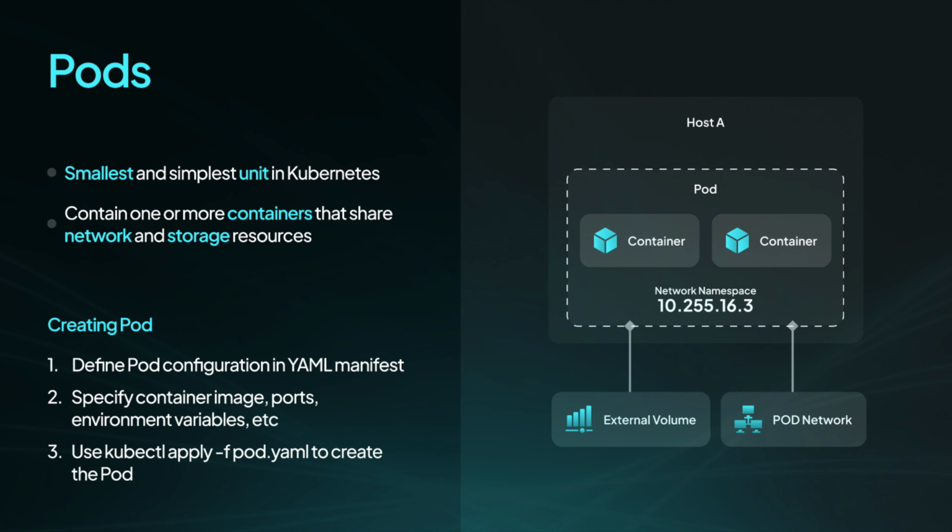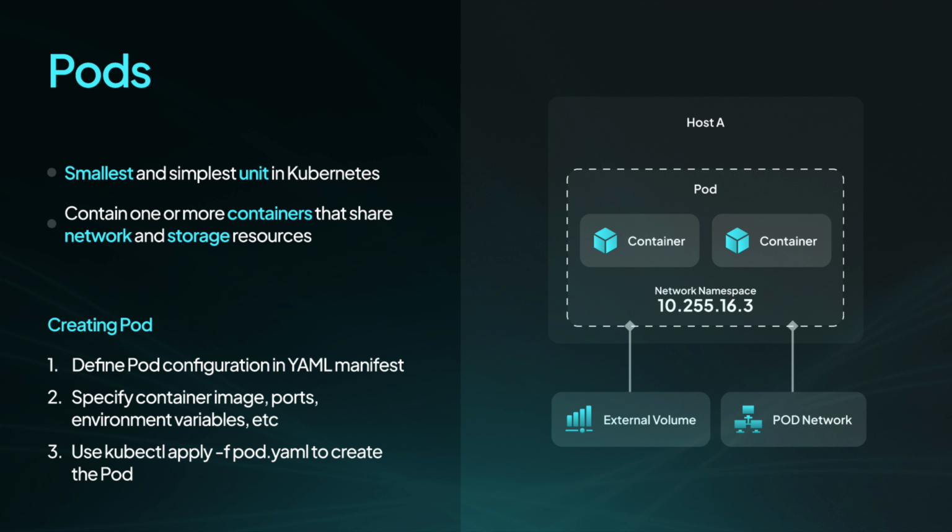Let's zoom in on one of the most fundamental building blocks in Kubernetes, which is the pod. A pod is the smallest and simplest unit you work with in Kubernetes. You don't run containers directly on their own, you run them inside pods. A pod can contain one or more containers. These are your actual applications running. Think of a pod like a pea pod, and the containers are the peas inside.